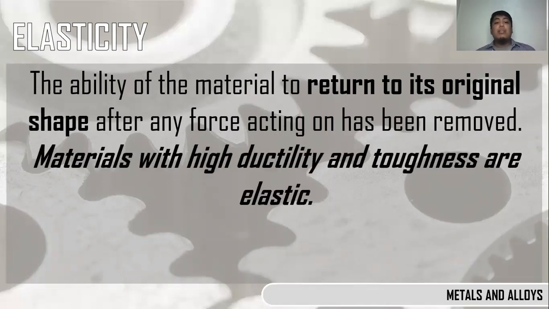Okay? So materials with high ductility and toughness are elastic. So mapapansin natin sa mga bagay, for example, copper with high ductility or very ductile na material, copper, pag hinatak natin siya, can actually go back to its original form. Okay? And nandyan din yung ating toughness. So we'll talk about later on yung toughness. So materials with high ductility and toughness are considered elastic materials.